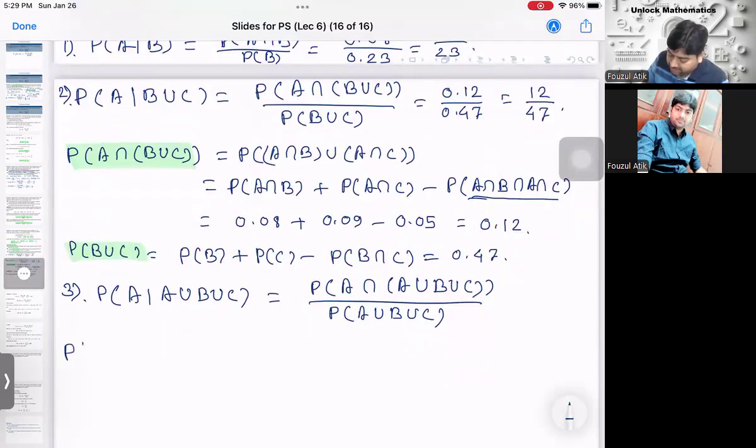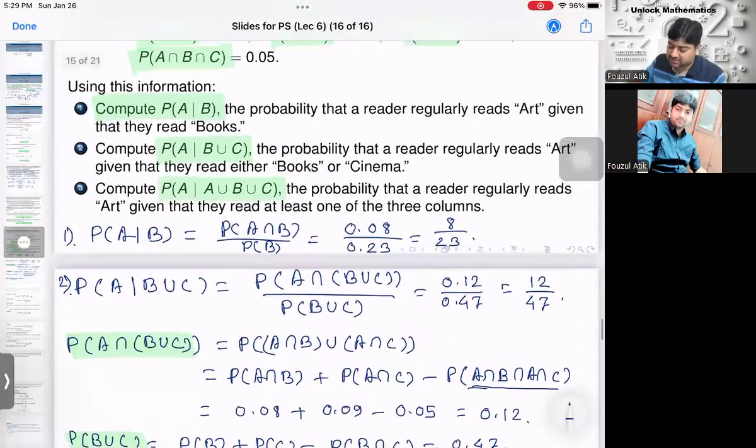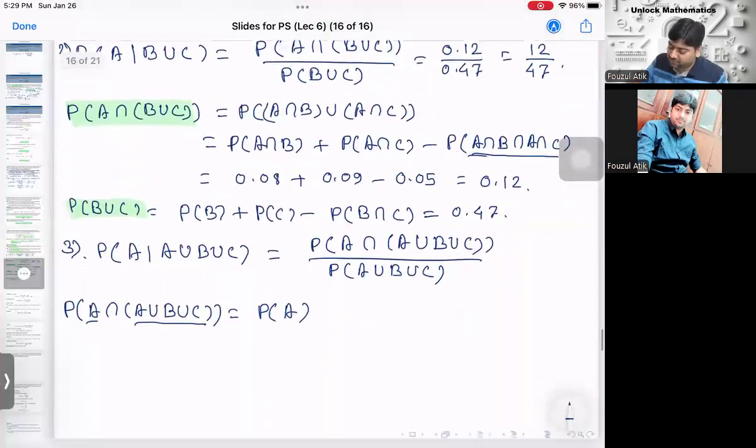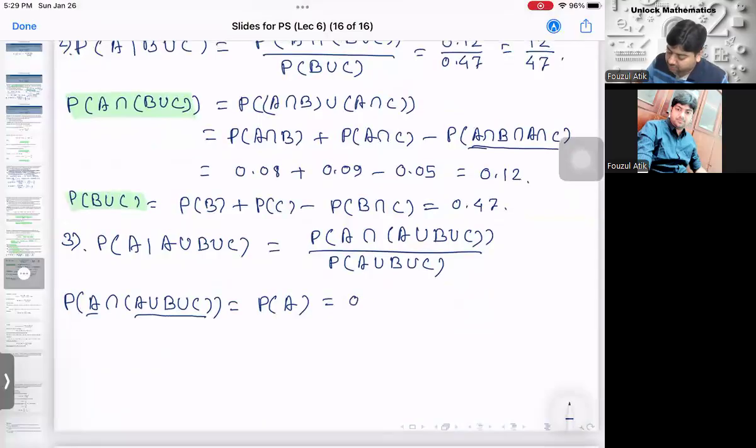Now let us find this value. Look at P of A intersection A union B union C. Can you think of this value? Is it not that A is a subset of this set? And if I just do the intersection, I will be getting A only. So the probability of A, because A is a subset of this set. Now what is the probability of A? It is also already given. Probability of A is 0.14. So this value is 0.14.